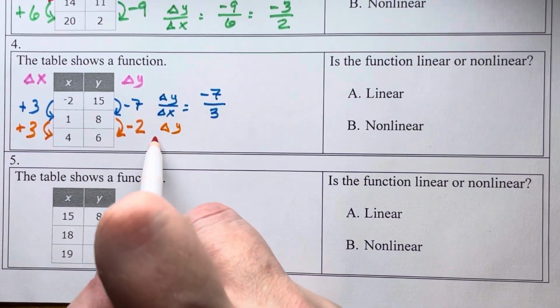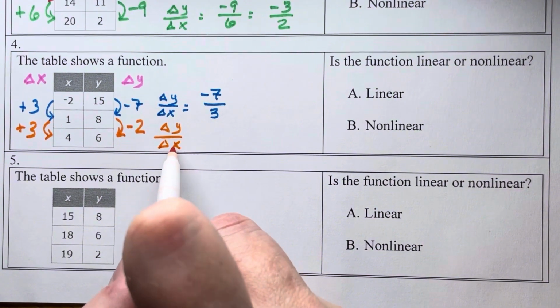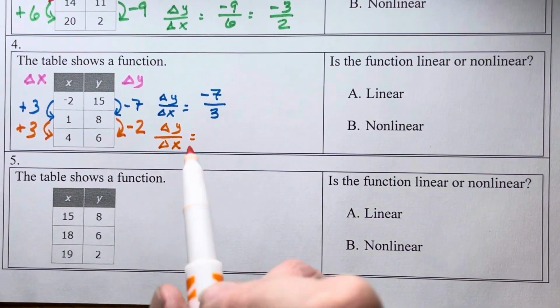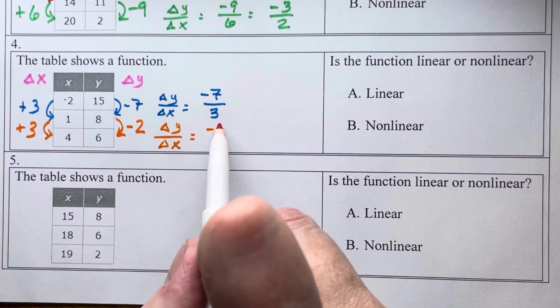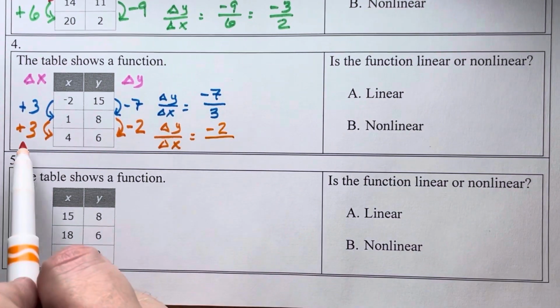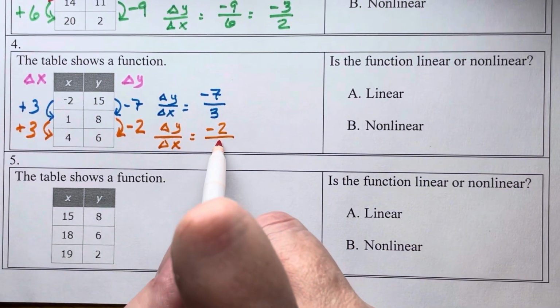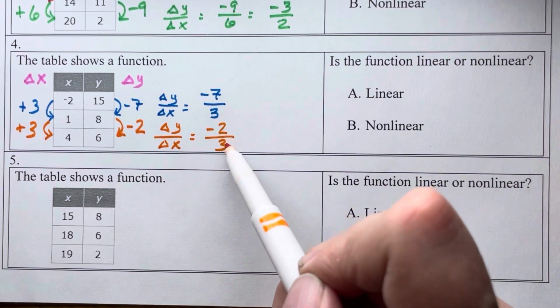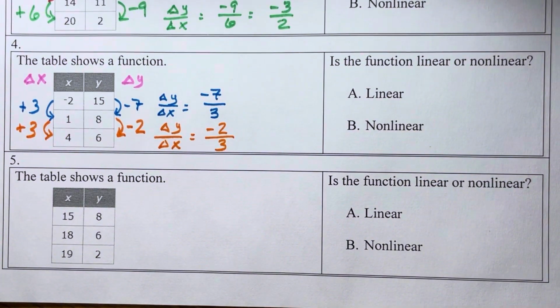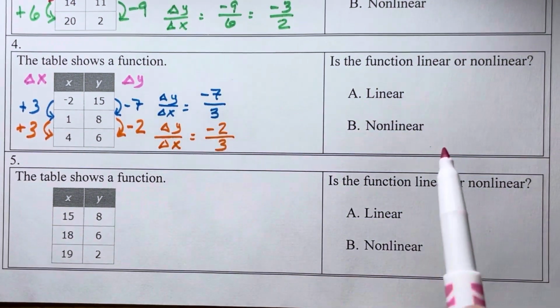Our change in y values versus our change in x values: our change in y was a -2. Our change in x values was a +3. And again, if you try to reduce this, you're not going to go real far, real fast, as 2/3 does not reduce. Now that we've done all the work, let's get an answer.